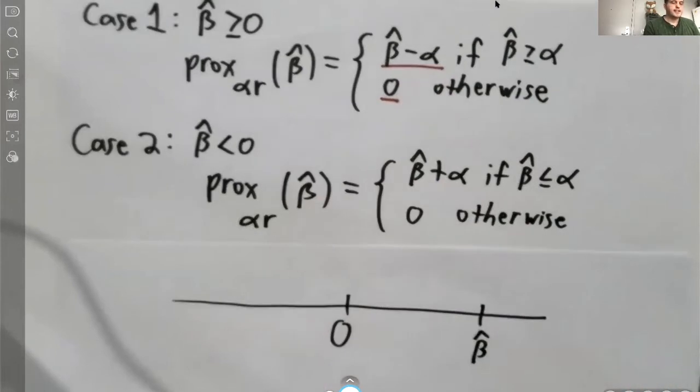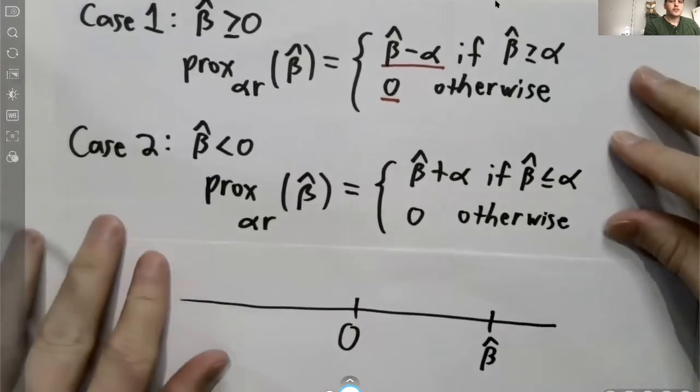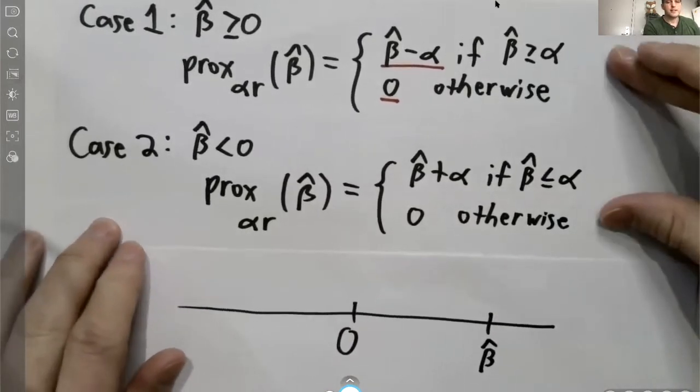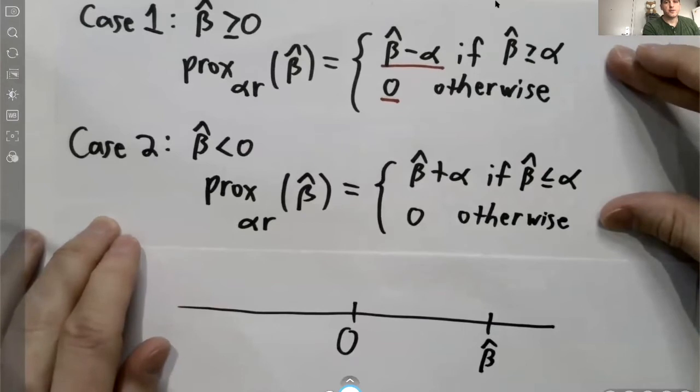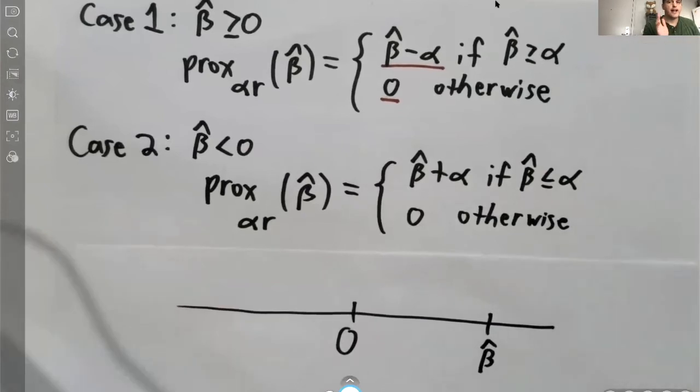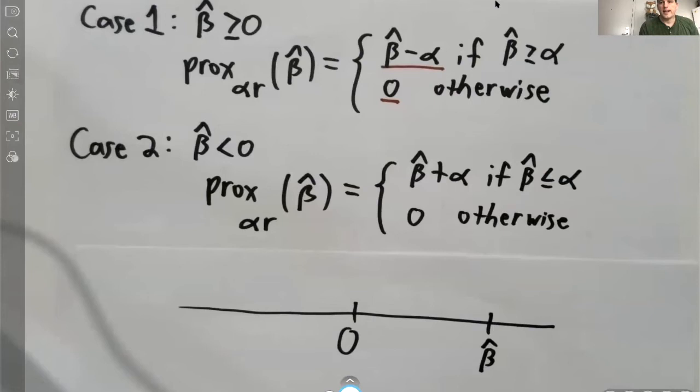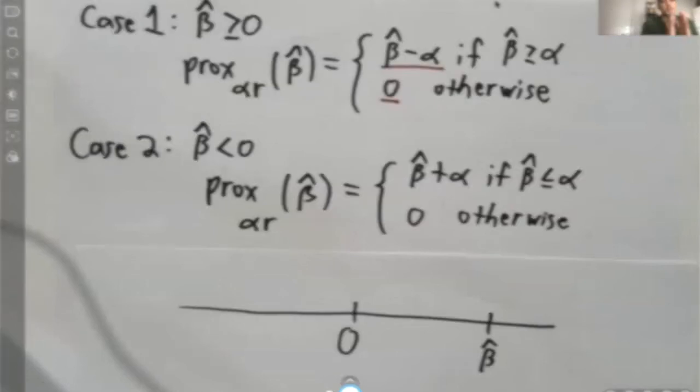So in both cases, there's one single visual interpretation that describes both cases. Start at beta hat, move towards the origin a distance alpha. If you hit the origin, stop. That's the visual meaning of the proximal operator of the absolute value function. It's kind of like beta hat shrinks. Sometimes people call this the shrinkage operator because it's like beta hat is shrinking towards the origin. If you hit the origin, you stop.